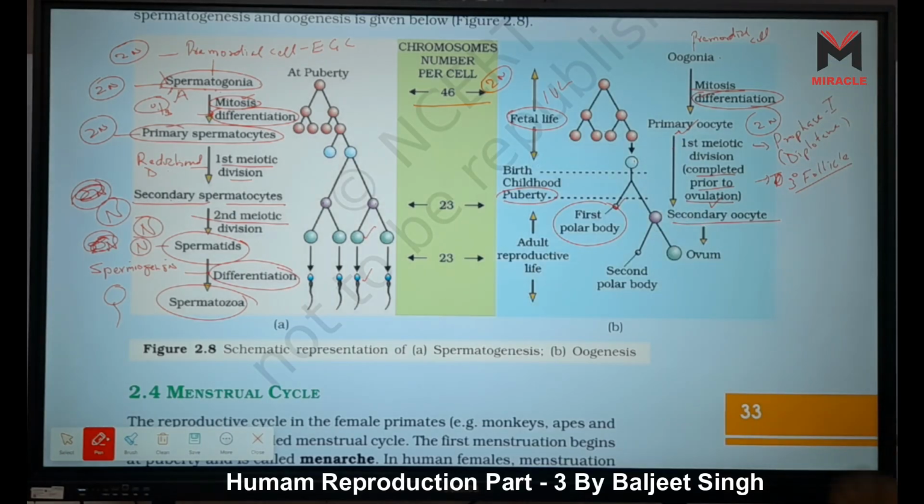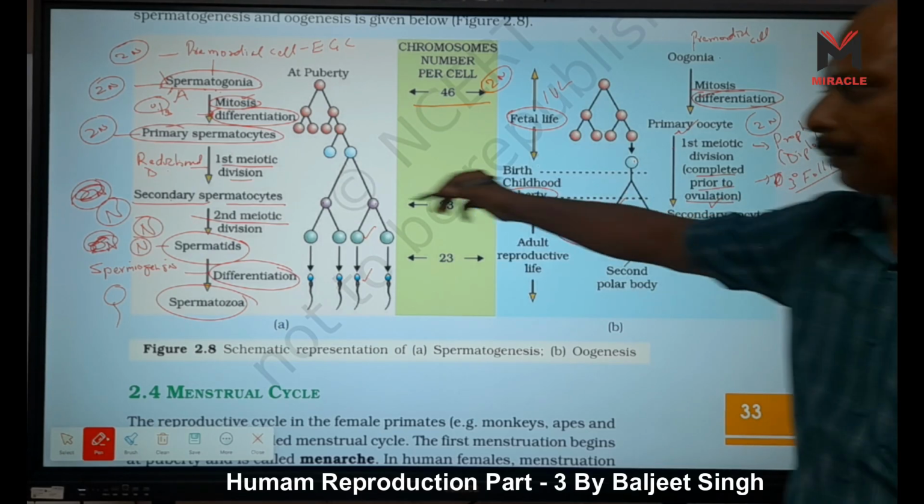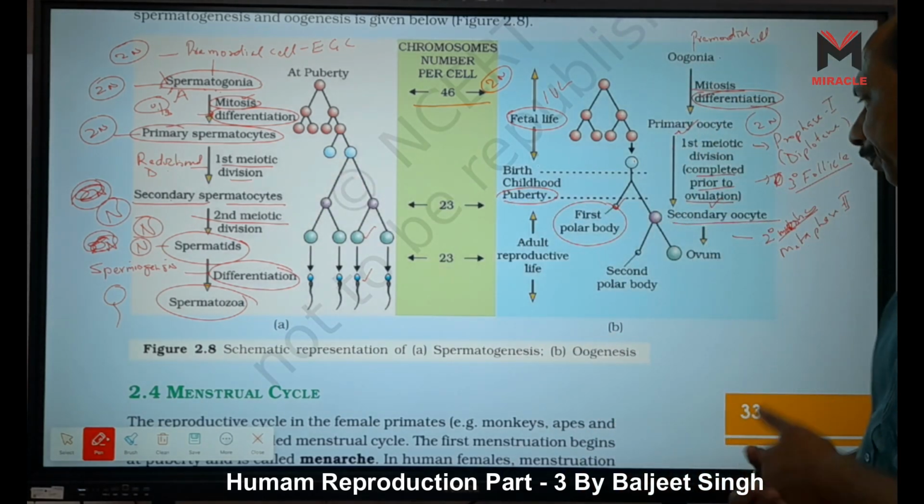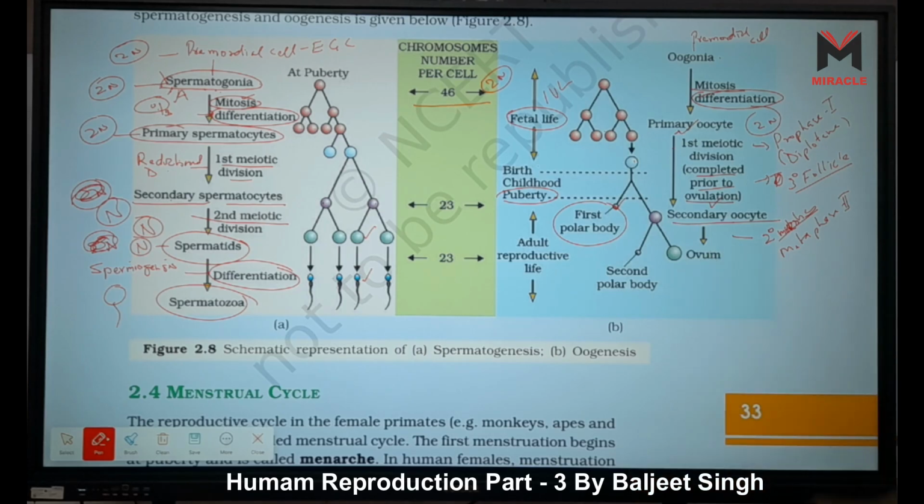Now the secondary oocyte starts the second meiotic division, right? In the second meiotic division, what happens? It once more arrests, at metaphase II. These two arrested states are absent in spermatogenesis, right? That is a difference.